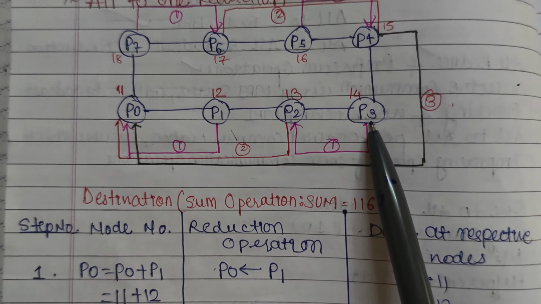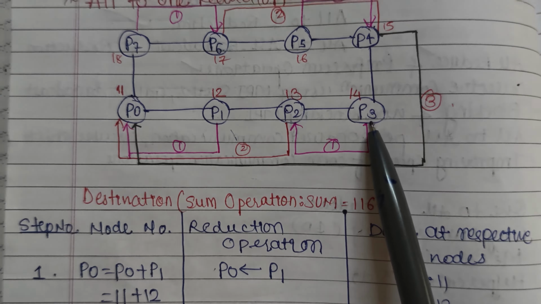In step 2 you can see that the value for P0 is 23, which was the updated value, and for P1 it is the same value, which did not change. Similarly P2 is changed, P3 is the same, and for all the nodes we have updated from the previous value. Then in step 2 we'll go from P2 to P0 and from P6 to P4. These are the two operations we'll do in step 2.